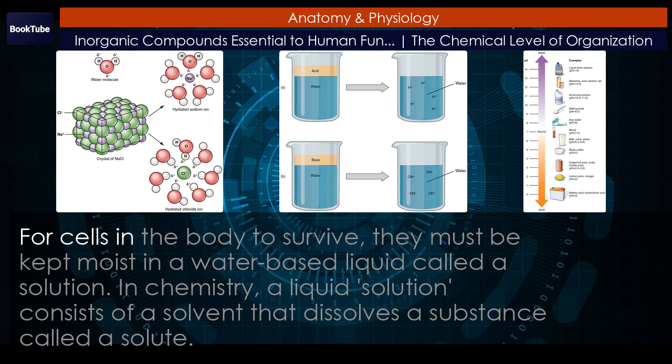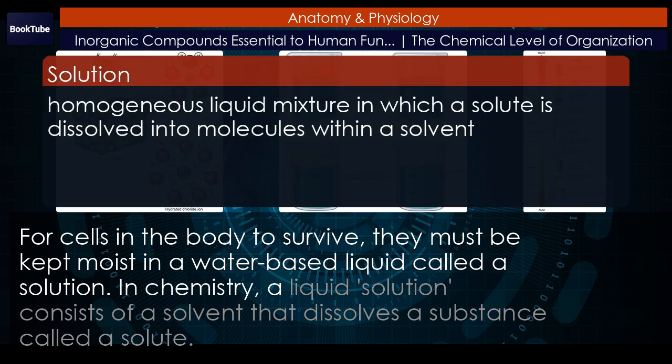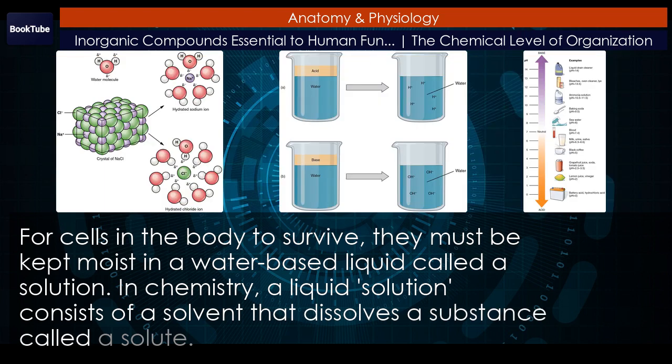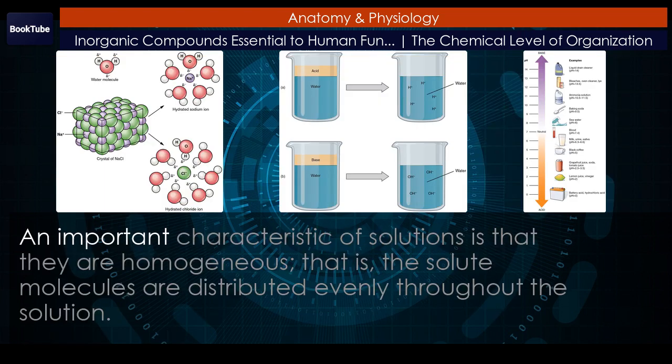For cells in the body to survive, they must be kept moist in a water-based liquid called a solution. In chemistry, a liquid solution consists of a solvent that dissolves a substance called a solute. An important characteristic of solutions is that they are homogeneous. That is, the solute molecules are distributed evenly throughout the solution.